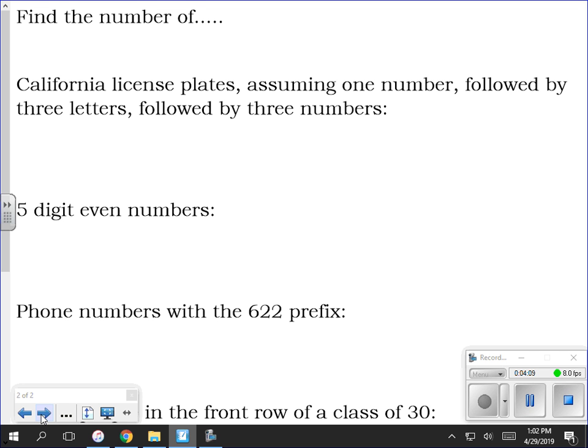Okay, so how many ways can I have a California license plate assuming 1 number followed by 3 letters followed by 3 numbers? Now, we are not going to limit ourselves the way that the state actually limits you. For one thing, you're not allowed to have certain letters. You're not allowed to have I. Why? What does it look like? It looks like a 1. You're not allowed to have an O or a Q because they look like 0. Okay, so you're not allowed to have those in your license plate.